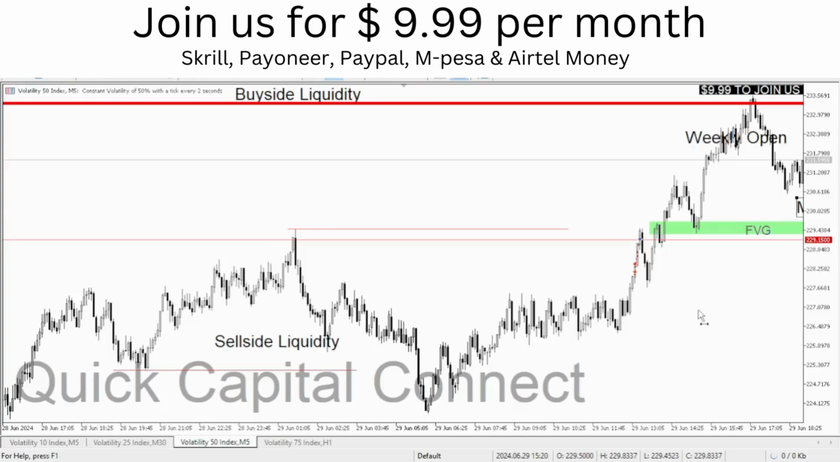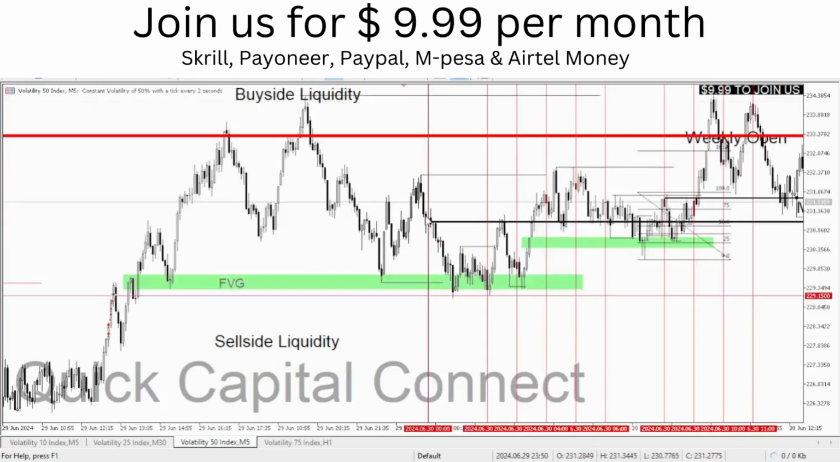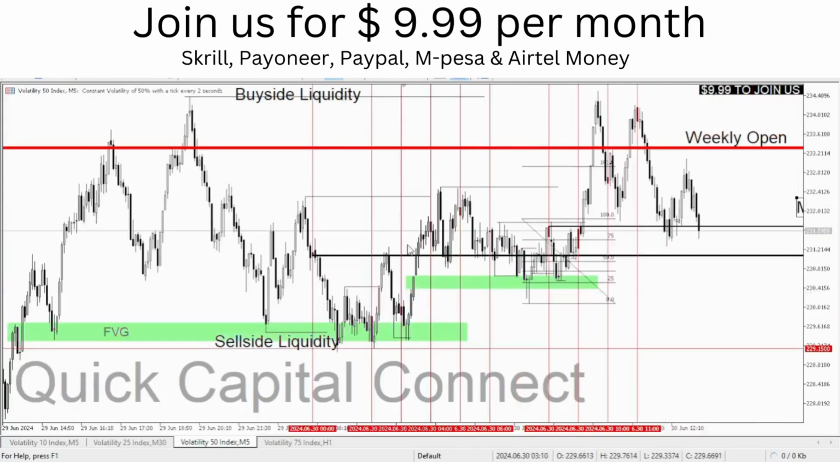So the day opened on 30th. I have marked it out, as you can see, and I want us to find setups over here. So this is a 5 minutes chart, and as you can see, during the 2-hour open, this is the kill zone.